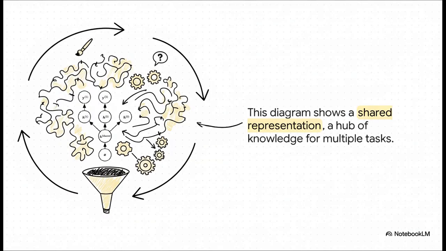And this diagram really helps you picture what's happening. You have an input, and it gets processed into this central shared hub of knowledge, a single powerful representation. Then from that one hub, the AI can branch out and solve a bunch of different tasks. This is the heart of its efficiency. You learn one core understanding, and then you can apply it to all sorts of problems.